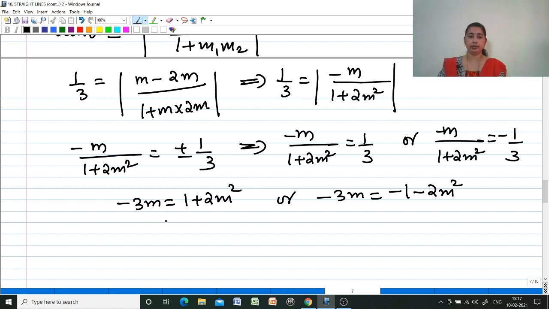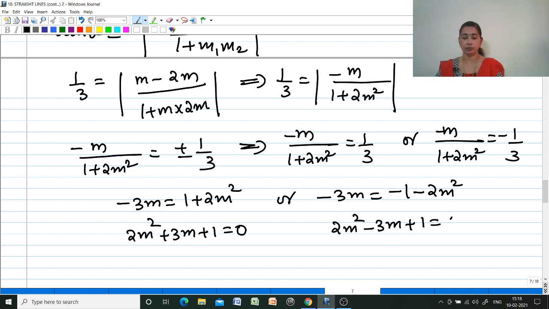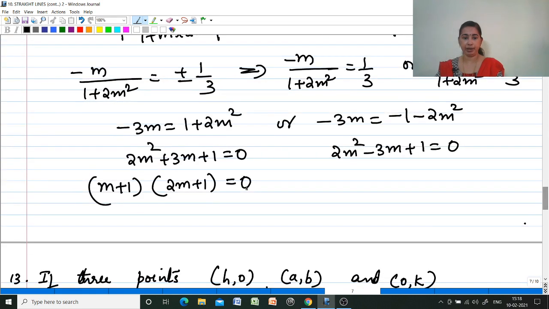That is, we can make it as an equation. So 2m square plus 3m plus 1 is equal to 0, and this side we can write it as 2m square minus 3m plus 1 is equal to 0. So this equation we can split and write, that is (m plus 1) into (2m plus 1) is equal to 0, or we'll get the value of m as minus 1 or minus 1 by 2.